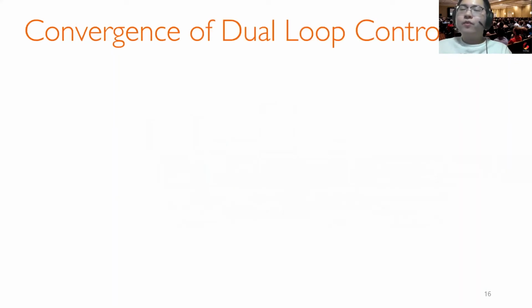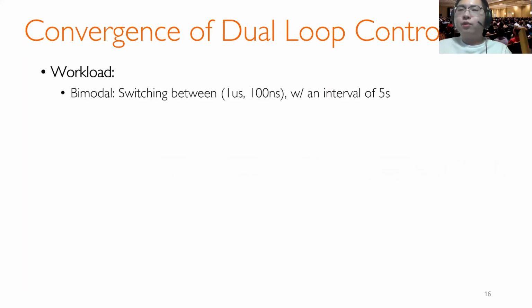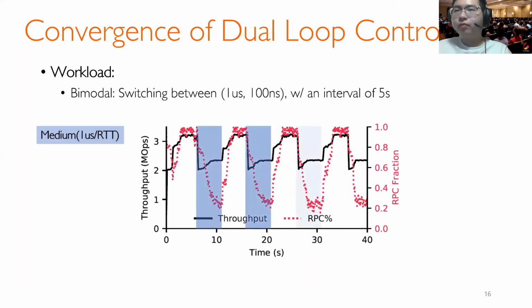We also verify that our dual-loop control can converge to the optimal configuration. And in this experiment, we use a bimodal workload, which switches between a compute-intensive one and a less compute-intensive one with an interval of 5 seconds. And as you can see, when the workloads change, Kayak quickly converges to the optimal configuration.